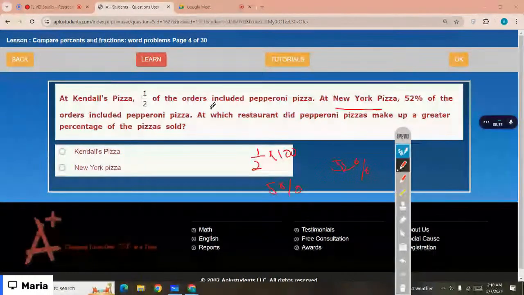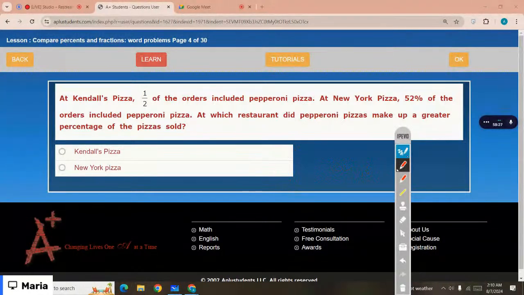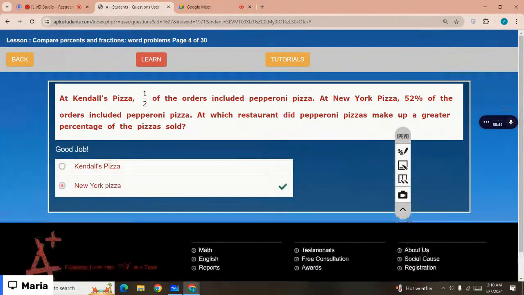Don't guess. Use your notebook, solve and then answer. The correct option is New York Pizza. Half means exactly 50%. So New York Pizza has a greater percentage. Yes, 50% is less than 52%. You have to see the greater percentage. So New York.